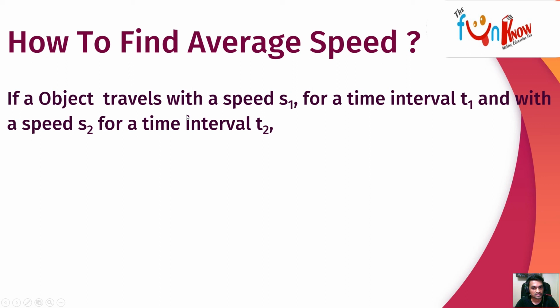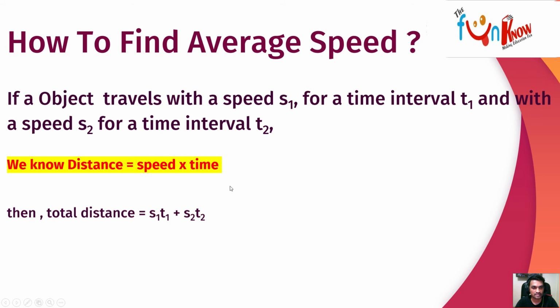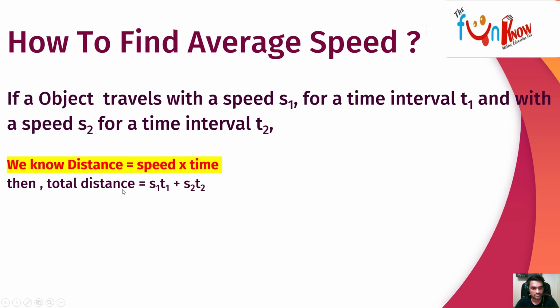If an object travels with speed s1 for a time interval t1 and with speed s2 for a time interval t2. So here you can see that the speed is given and the time is given, but the distance is not given. So we first find out the distance. So distance is equal to speed multiplied by time. You can see total distance is equal to the first speed multiplied by the first time plus second speed multiplied by the second time.